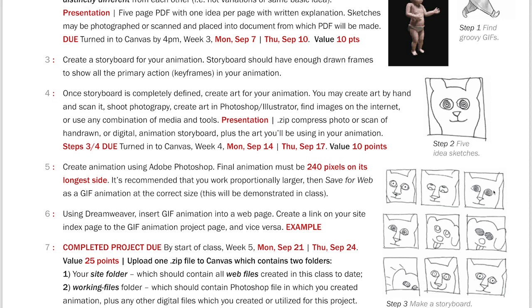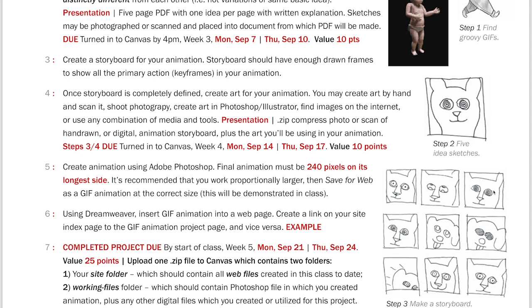And so then the idea is that over the next week, after next class, then you will be able to build your animation. And then next week in class, I'm going to show you how to put that into a web page, and we're going to start using Dreamweaver, which is pretty cool. So storyboard, step number 3.